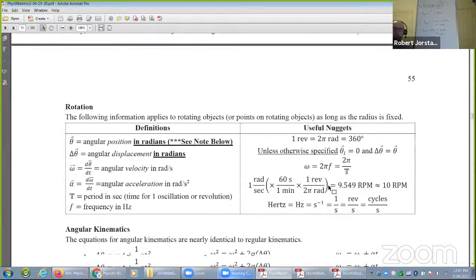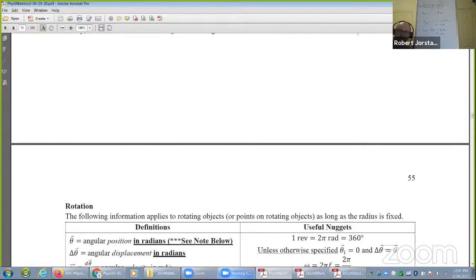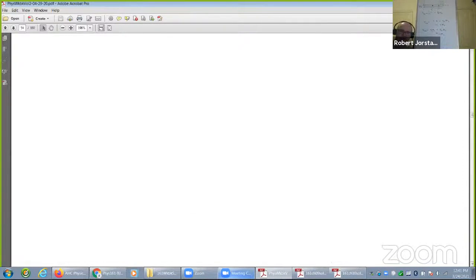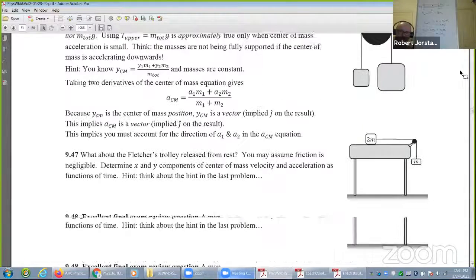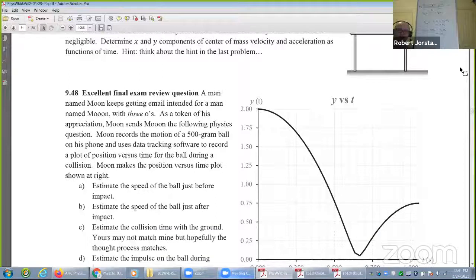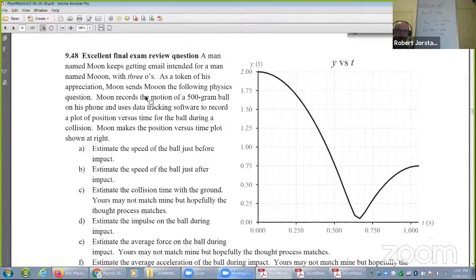I think we made it. Yay. Okay, so that is chapter 9. I do want to go back to this one here. I like this problem for reviewing for the final exam. I want to mention this while we've got it up here.